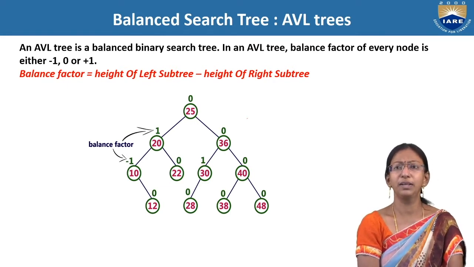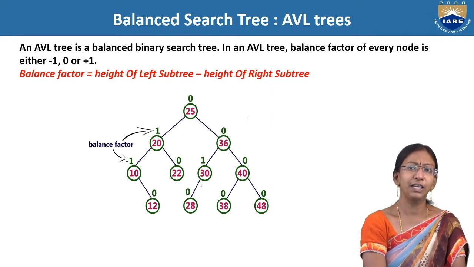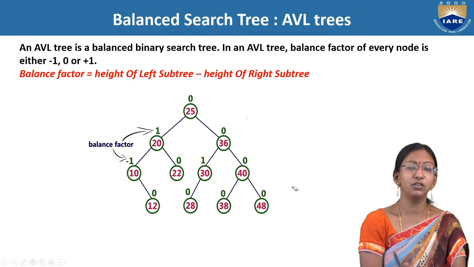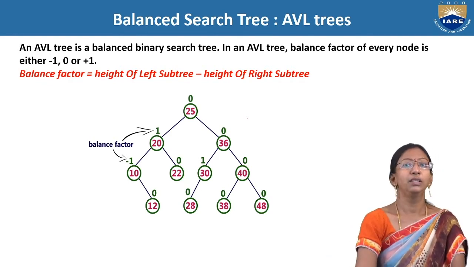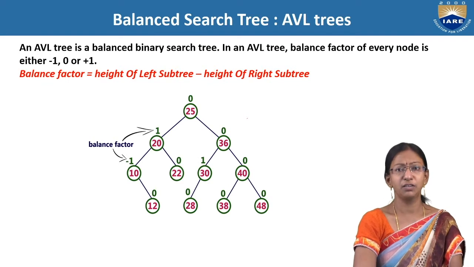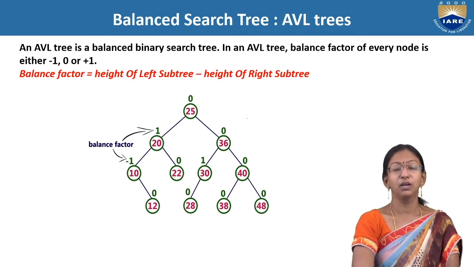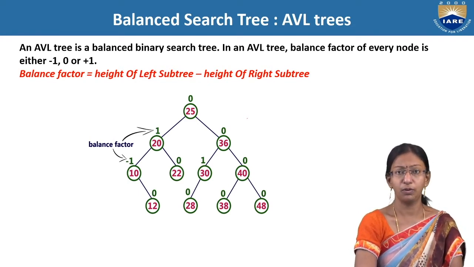Randomly, let's take one more example, say 30. The height of its left subtree is 1. As it does not have any right subtree, it will be 1 minus 0, resulting in 1 at its head. So this is how we are going to calculate the balance factors. After each and every insertion or deletion, we have to check the balance factors to see whether the tree is abiding by the property of AVL trees or not.